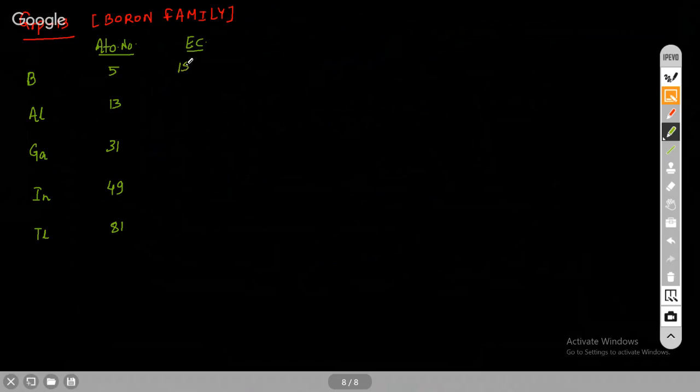Electronic configuration: 1s2, 2s2, 2p1, or we can also write helium 2s2, 2p1. For aluminium, it will be neon 3s2, 3p1, and here it will be argon 3d10, 4s2, 4p1, krypton, sorry, for gallium argon.